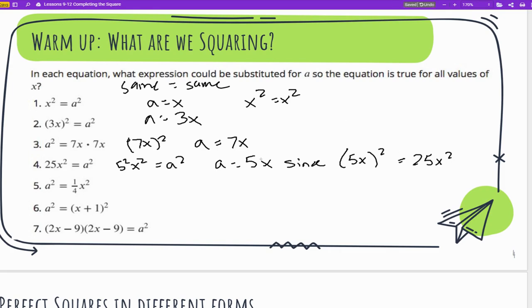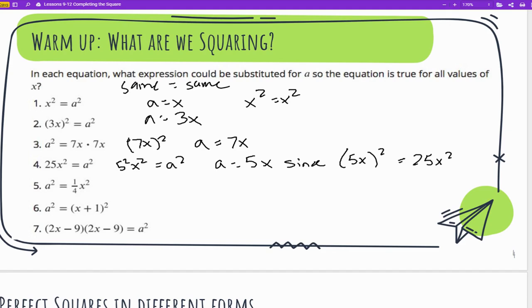So this starts to get a little bit more into how we're going to be approaching this. We have to figure out how an expression like this can be written as the square of a single term. Okay, same idea. What about this one? What multiplied by itself gives you 1/4 x squared?